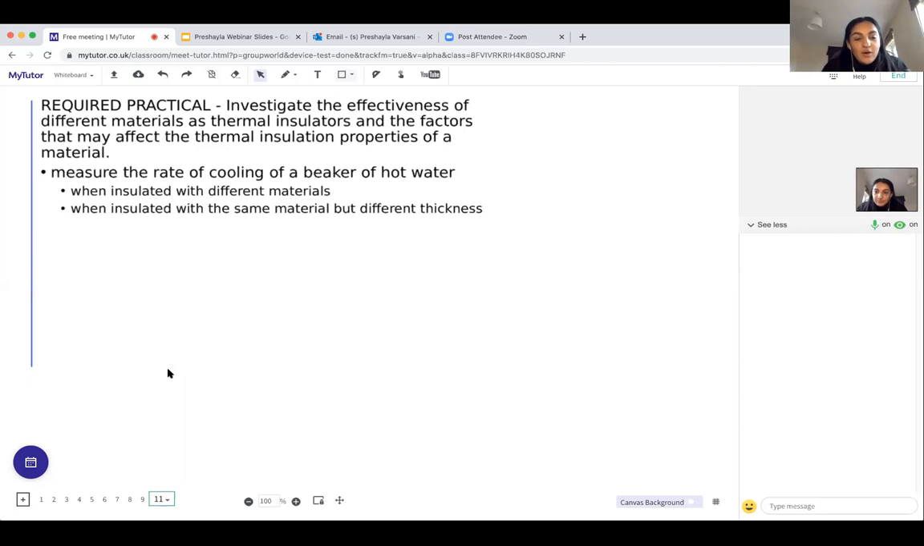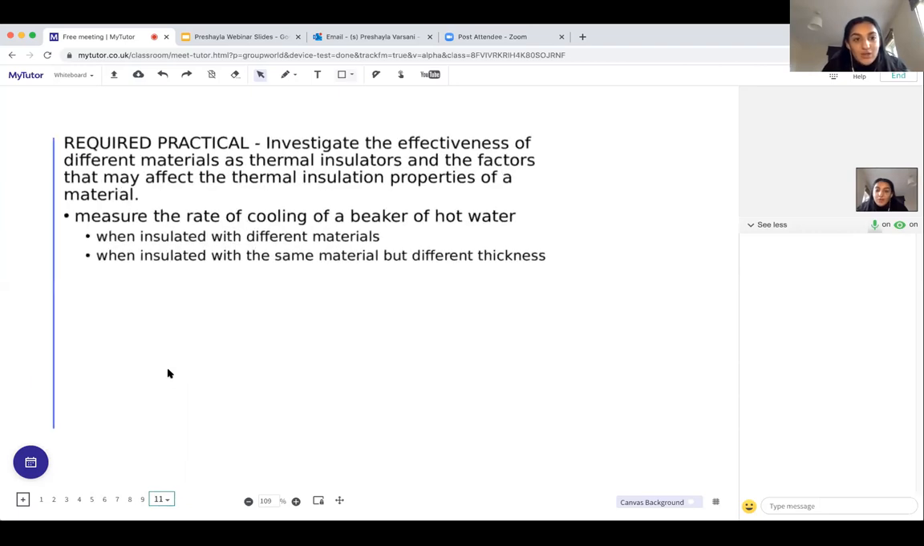Okay, so we're moving on to the required practical now. We're going to investigate the effectiveness of different materials as thermal insulators and the factors that may affect the thermal insulation properties of a material. So this is a required practical for thermal conductivity. How are we going to conduct this experiment? The aim is to measure the rate of cooling of a beaker of hot water. That's the basis of the method that's going to allow us to find what we want.